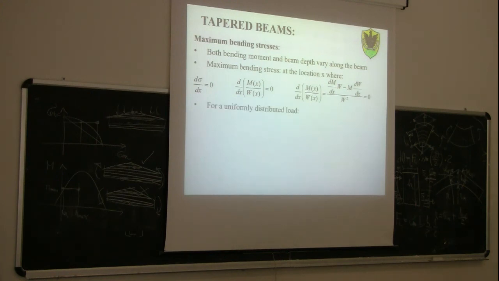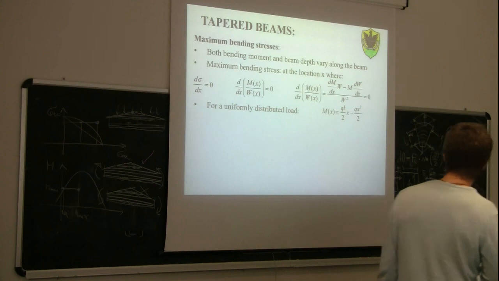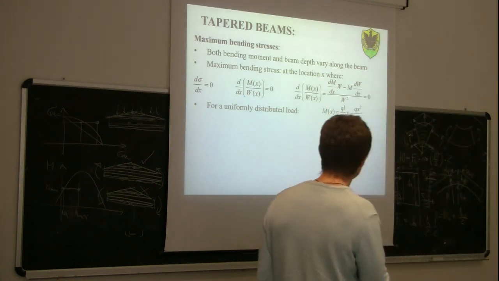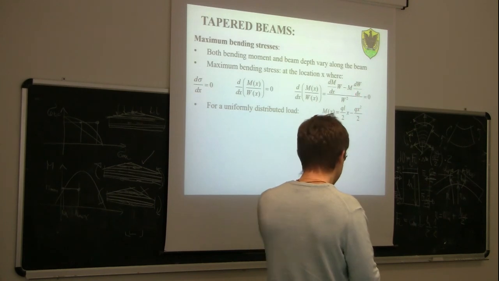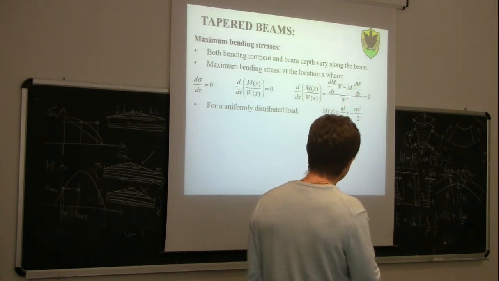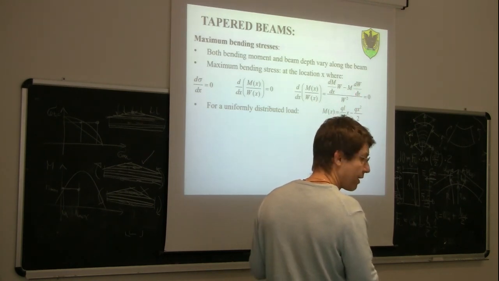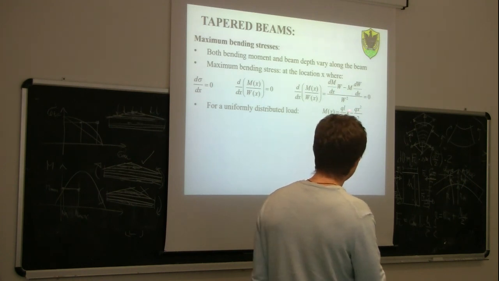So for a uniformly distributed load, the bending moment at a certain section x would be qL over 2, which is the reaction, times x, minus q x squared divided by 2.